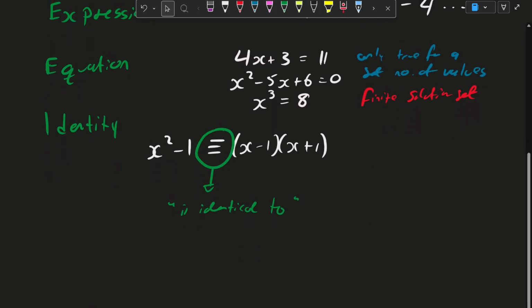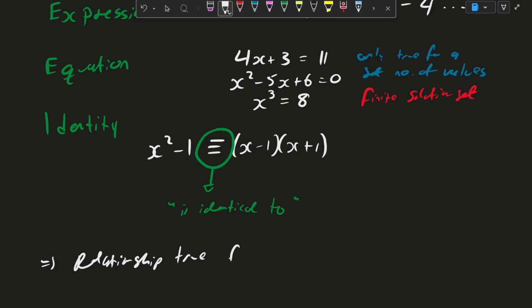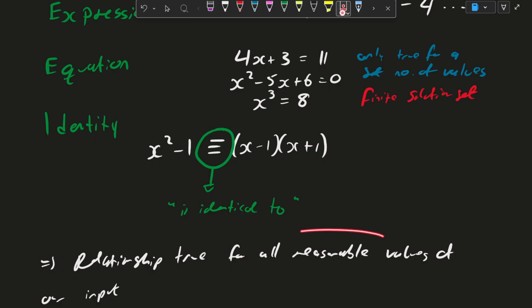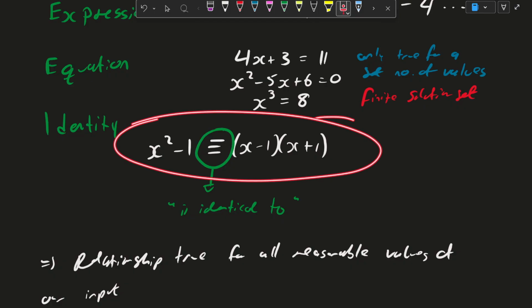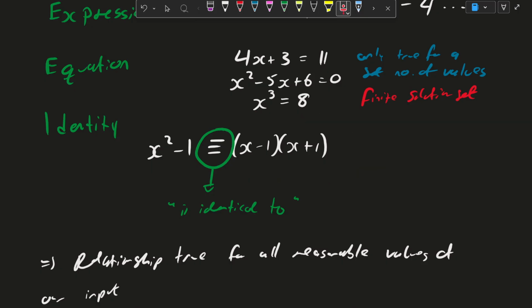To sum up what an identity is, it's a relationship which is true for all what you refer to as reasonable values of our input. I will get onto an example in a second, but note that no matter what value of x we plug into this, it'll always come out true, because it is just a standard formulation.